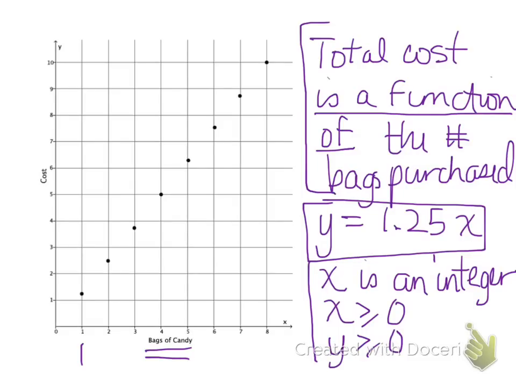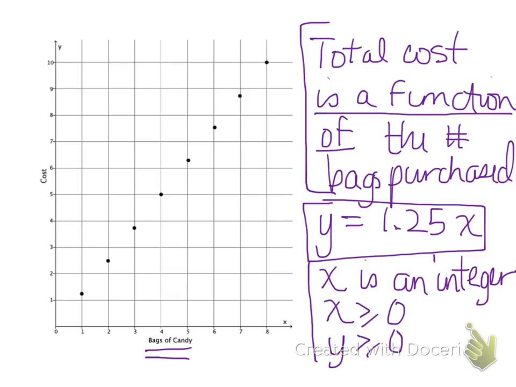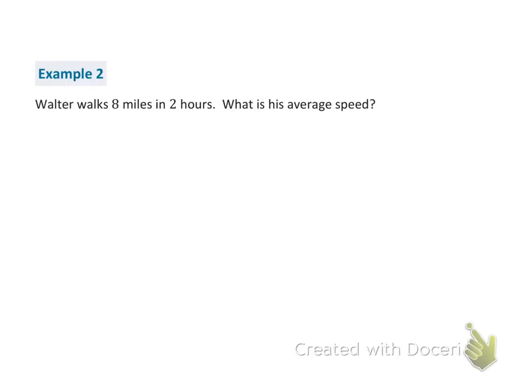Another thing to notice is that this graph probably doesn't represent all of the inputs and outputs for this function, and neither does this table, because we might be able to buy more bags of candy. This function has this graph and table of values, but it's not complete, but it does show me what's going on with the function. Okay, let's look at a different function.